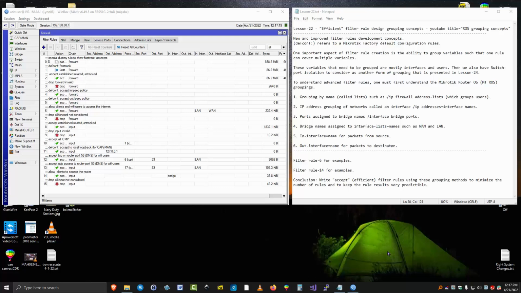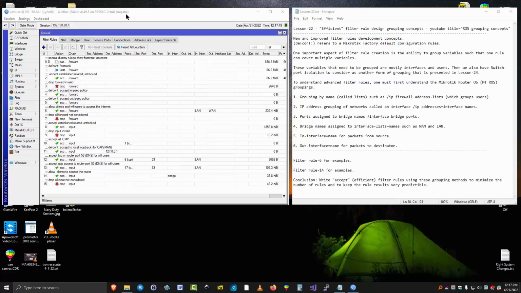In this lesson 22, we're going to discuss the router's ability to group different items. And those items would be interfaces and users. Over here on the left, you'll notice we have a Winbox view of a rule set. This rule set is actually going to be used in the next lesson, lesson number 23.